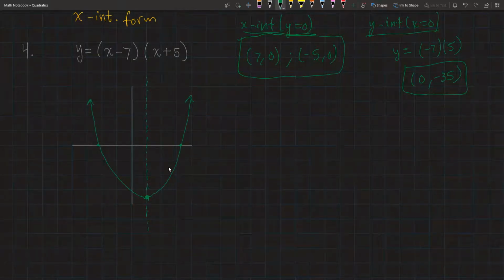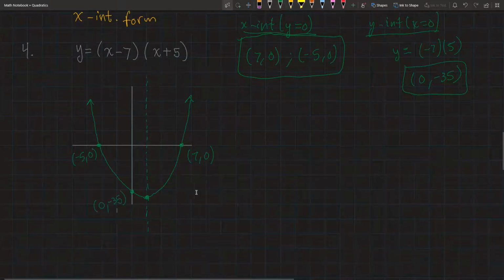That doesn't look too bad. And we can start labeling. Which one is this one? Better be 7, 0. And which one is this one? It has to be the negative x-intercept, -5, 0. We know that the y-intercept is 0, -35. All of that's starting to make sense and fits our picture very nicely.